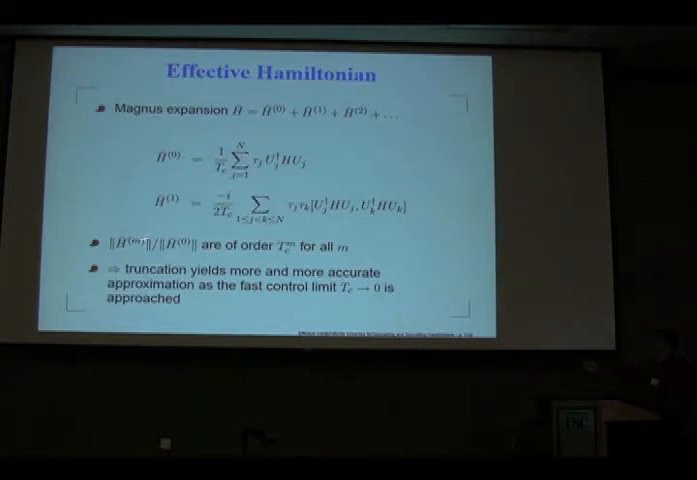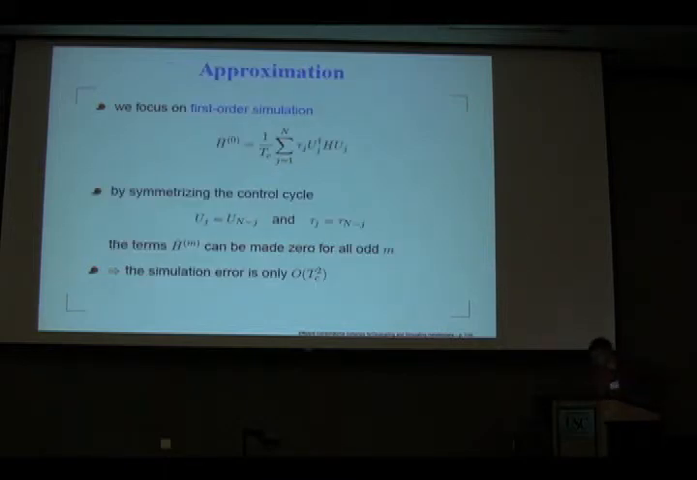It is known that the ratio of the term of order m divided by the term of order 0 has this order. This means that truncation yields a more and more accurate approximation as the fast control limit is approached, meaning the cycle time goes to 0. We're going to consider first-order simulation, so we look at the zeroth term of the Magnus expansion. But by a simple trick, by symmetrizing the control cycle, the terms of order m, whenever m is odd, can be made equal to 0. This means that the simulation error is only of order t_c squared.